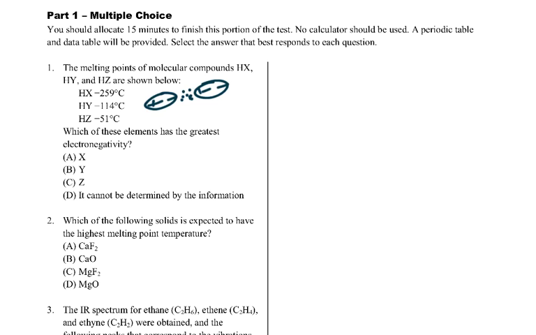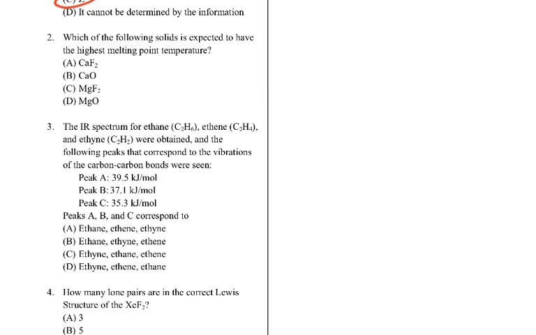That's going to be the one that is the hardest to pull. And you have to look at these. These are negatives, okay? So negative 51, that's the highest temperature. Negative 259 is the lowest temperature, somewhere in the middle. So we're looking for HZ. So Z is going to be the one that's the most polar bond, the greatest electronegativity, and the strongest bonding in between these molecules.